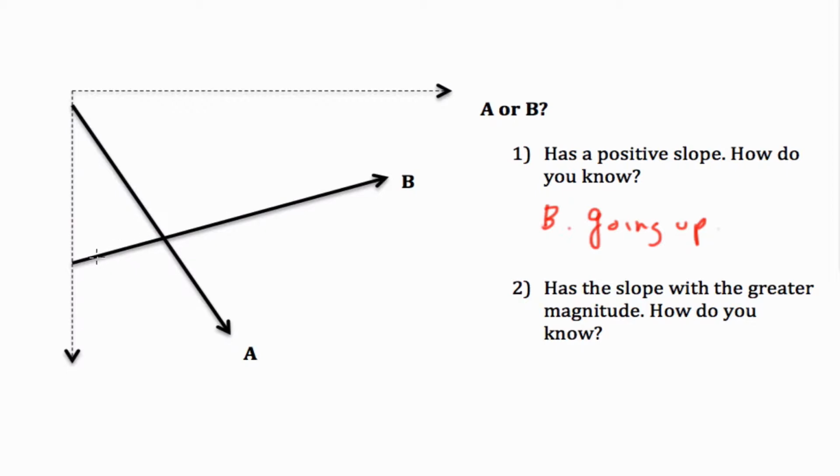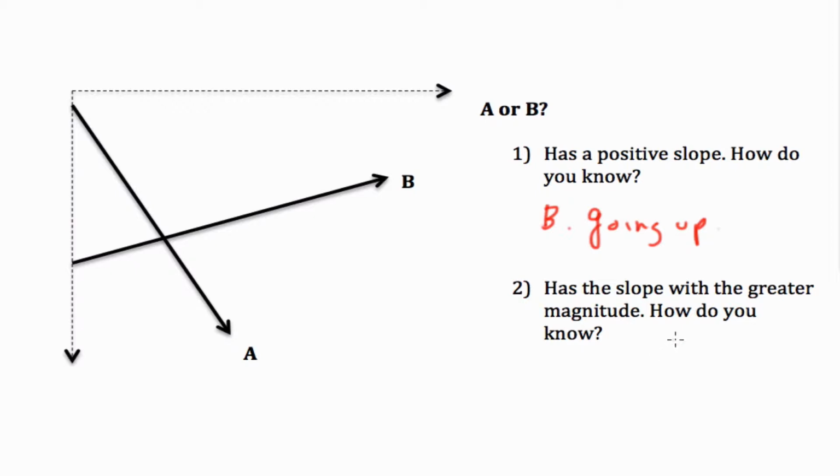Even though, hopefully you can look at this and see that both of these lines are plotted below the horizontal axis, which means that their y values, or their vertical axis values, are all going to be negative. But remember, slope is not about where the line is, it's about where the line is going. So we can see that B is going up, it's becoming less negative, and so it therefore has a positive slope. Question 2, which has the slope with the greater magnitude, and how do you know?